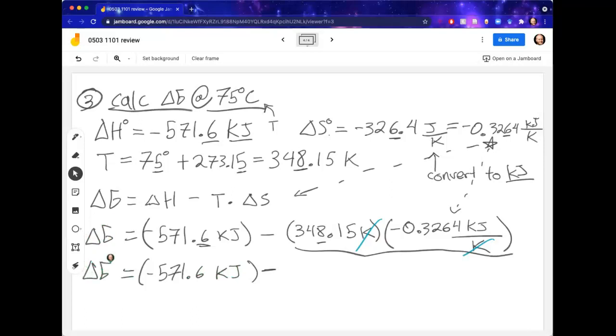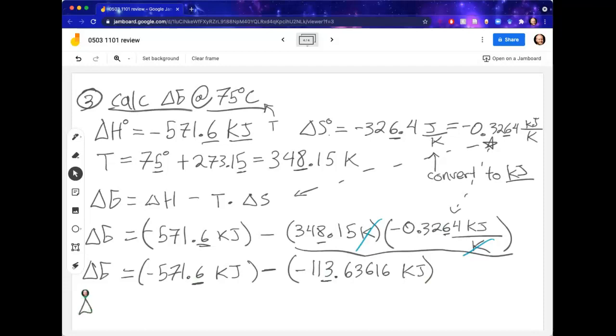So what do you get for that number? 348 and change times 0.3264. And I get a negative number, negative 113.63616. 3 sig figs, because we've got 2 things with 3 sig figs being multiplied together. If we're looking at the final step, we're going to be rounding at the ones place. But let's get a number here.